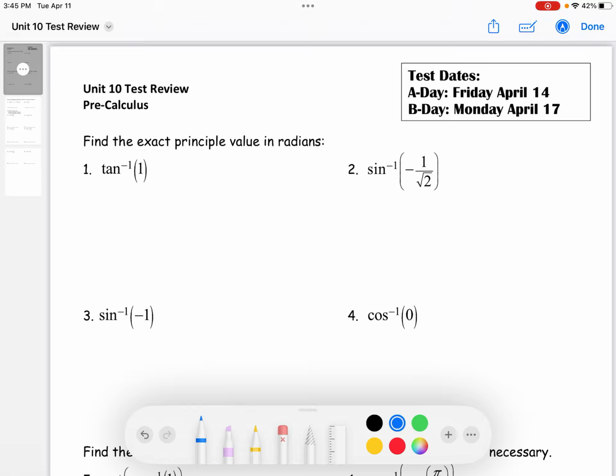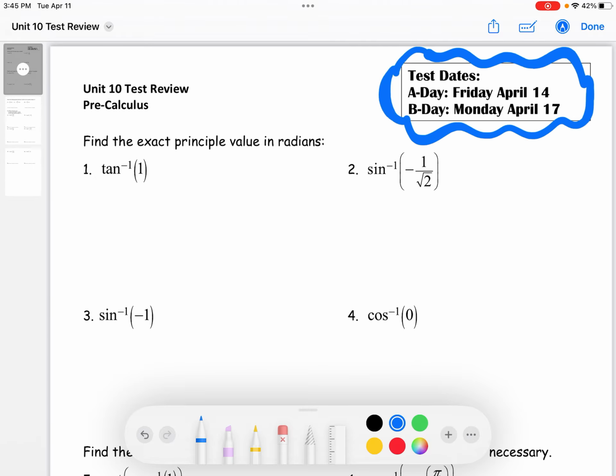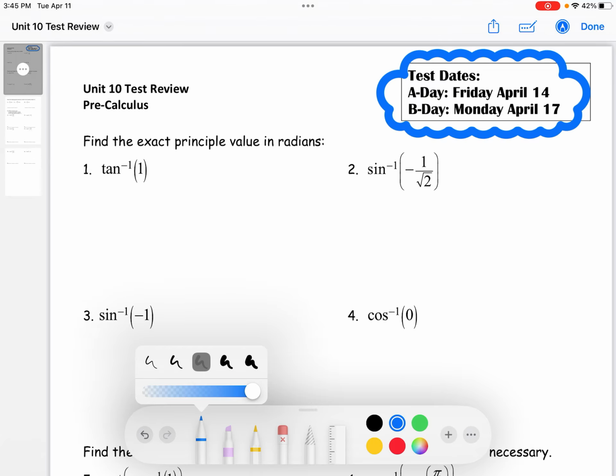This video is going to be numbers 1 through 8. There will be another video for the rest of the review. First of all, note your test dates. And let's start looking at some of these problems.